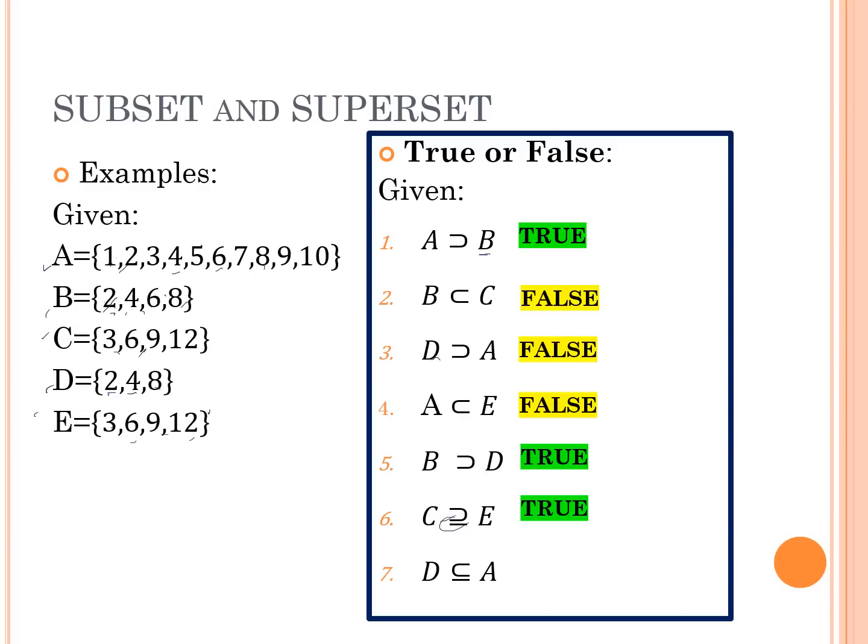Number 7, D is a subset of A. So let's check if all of the elements of D are in A. So 2, 4, and 8. All of the elements are there. So this is also true.